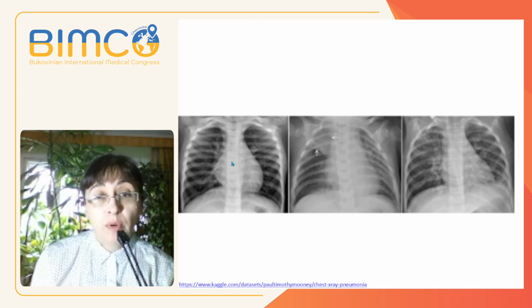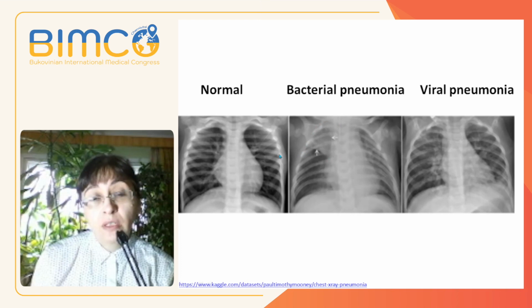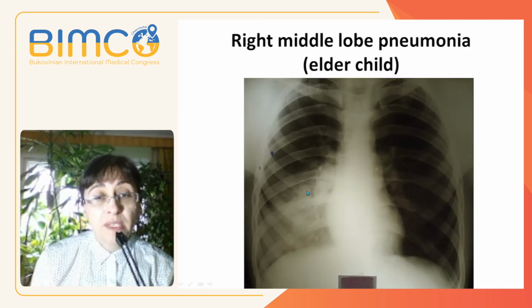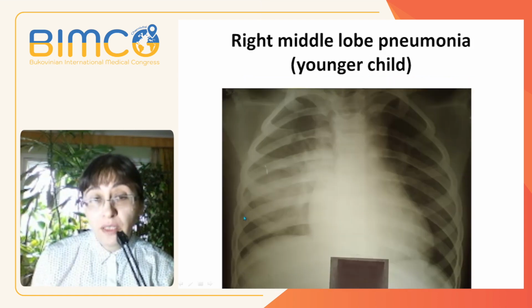For example, where do we see pneumonia? Of course, the most typical manifestation is in the middle picture. It is bacterial because it involves segments and the lobe totally, and this chest X-ray is normal. If you have interstitial changes, hazy, diffuse, small-sized opacity, it might be viral pneumonia, very typical for children. In older children, we may observe in this chest X-ray typical manifestation of right middle lobe pneumonia, and the same in a younger child, also right middle lobe pneumonia.